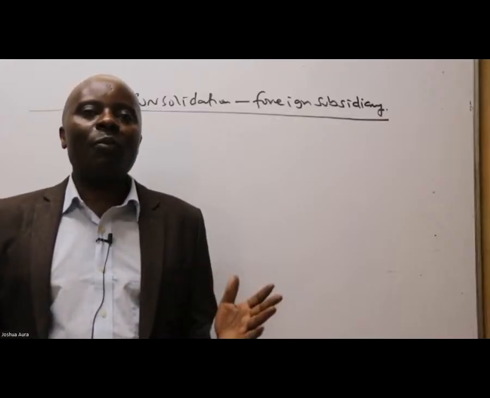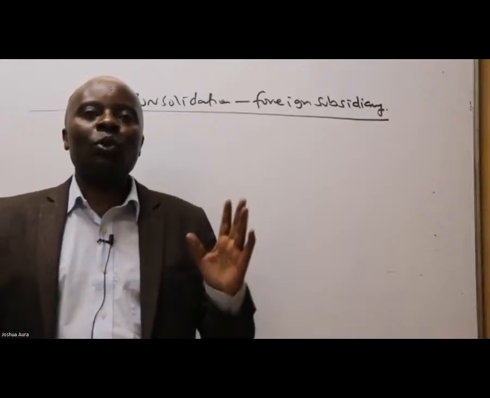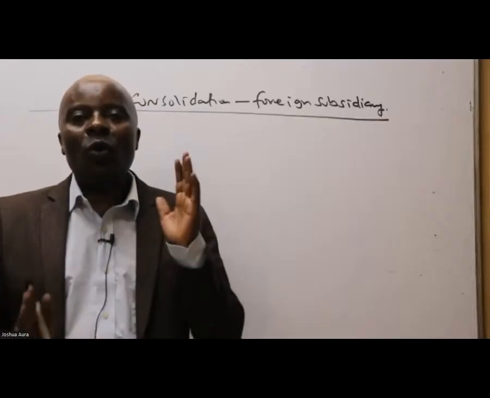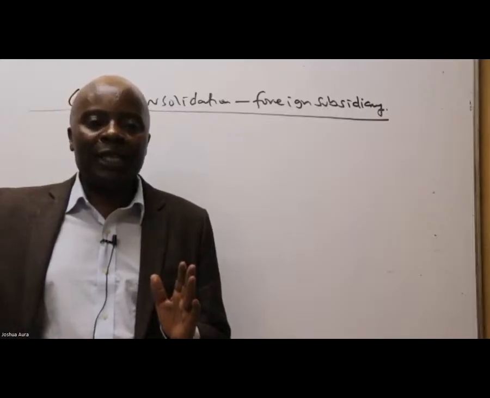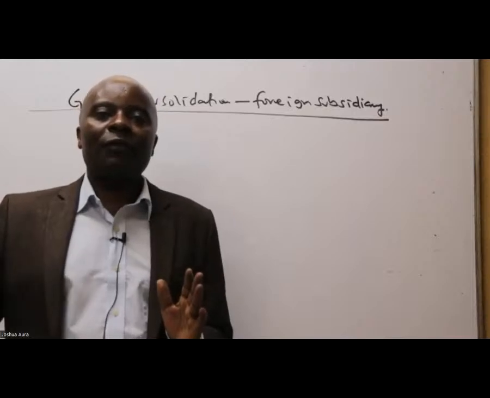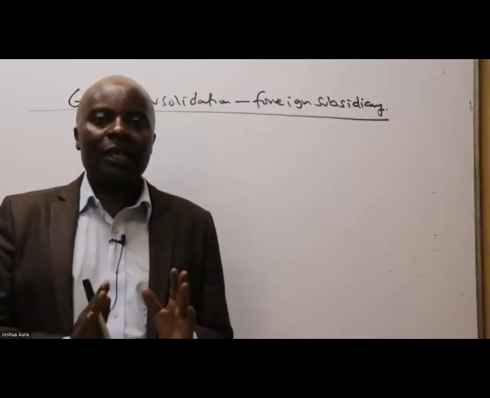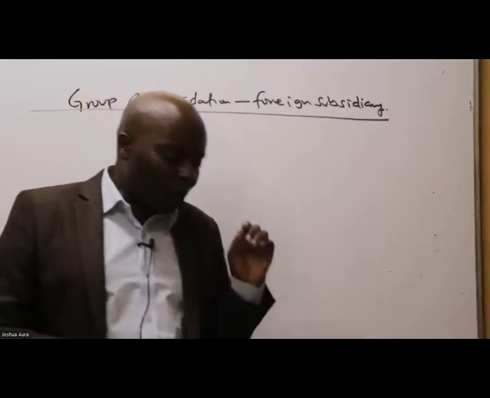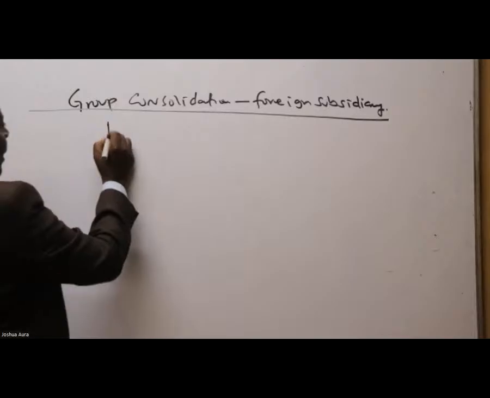But at the end of the day, for purposes of group consolidation, those financial statements must be put together, must be added. So you are adding, and especially the subsidiary financial statements are represented in a different currency. What do we do? We have to translate the financial statements of the subsidiary into the currency of the parent company. Now, when we are translating, what rules are we supposed to remember?